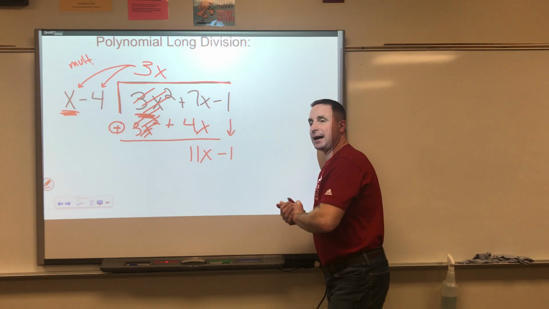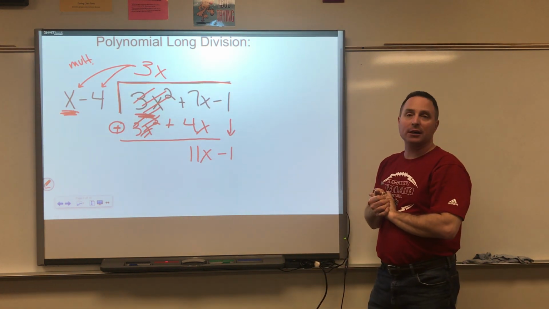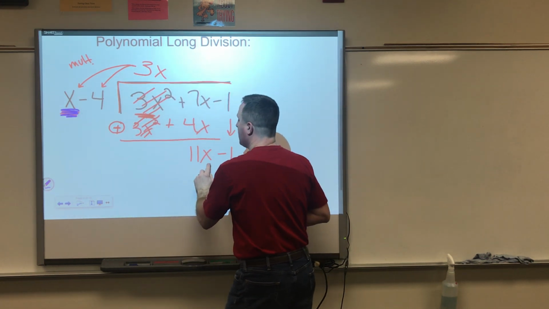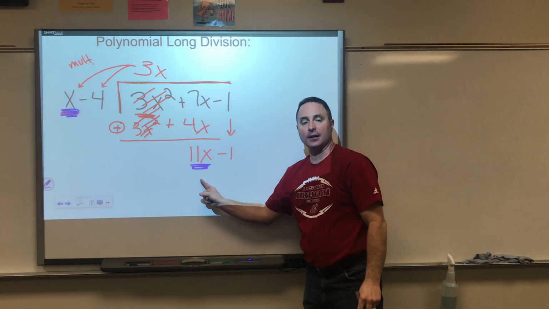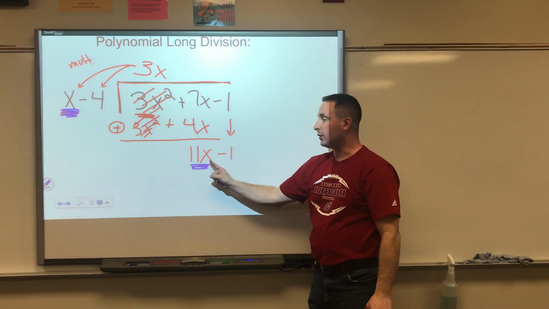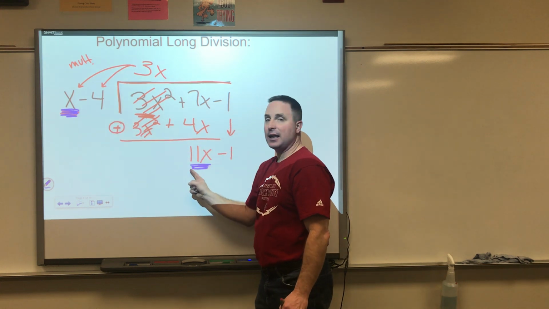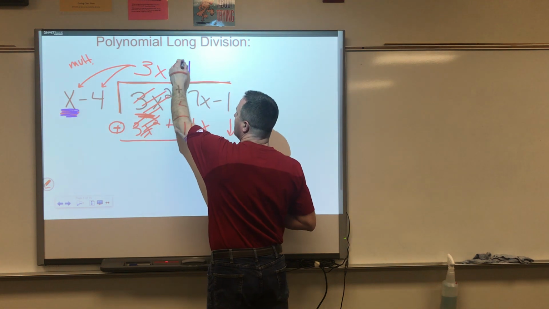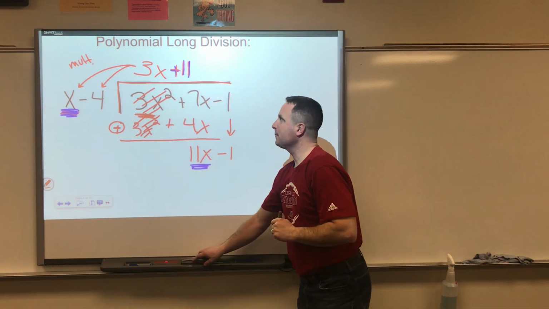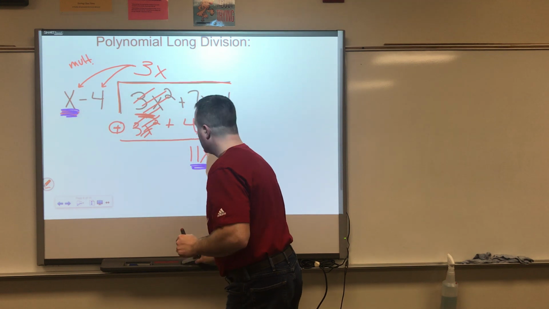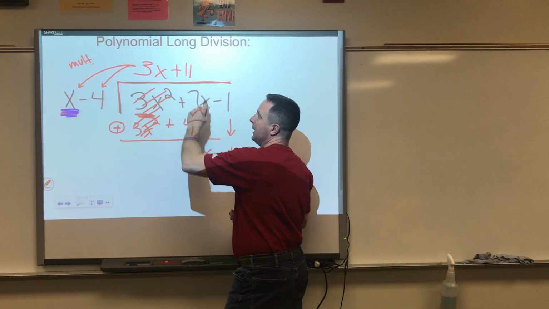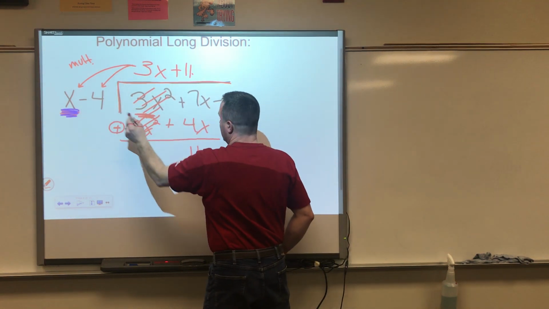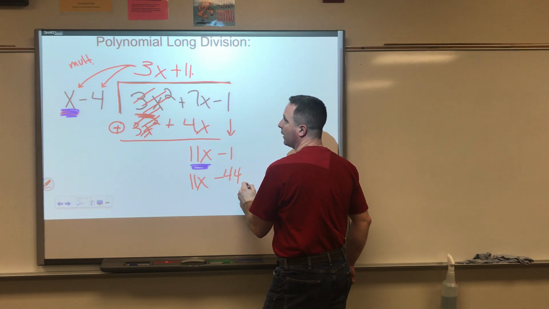And then just like you did back in the day, we're going to bring down the negative 1. And we're going to do this one more time. I'm going to look at the number out in front, this x. What do I multiply it by to get this first term right here, 11x? Well, it already has an x, but that guy needs an 11. So I'm going to multiply it by 11, and it's a positive 11 up there. I'm going to write a plus 11. And then I'm going to multiply just like I did with the 3. 11 times x is 11x. And 11 times negative 4 is negative 44.